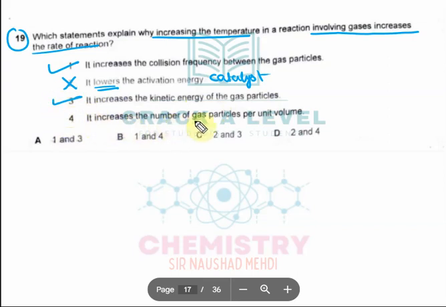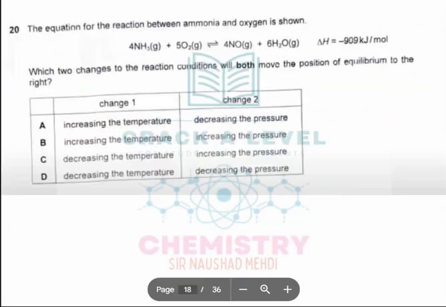And it increases the number of gas particles per unit volume. So no, this would be by increasing the pressure. If you increase the pressure, the number of molecules per unit volume will get increased. So this is also not correct. So statements 1 and 3 are the correct statements. So option A is the correct answer. In MCQ number 20, it's saying the equation for the reaction between ammonia and oxygen is shown. So it's a reversible reaction over here. And delta H you can see minus 909.